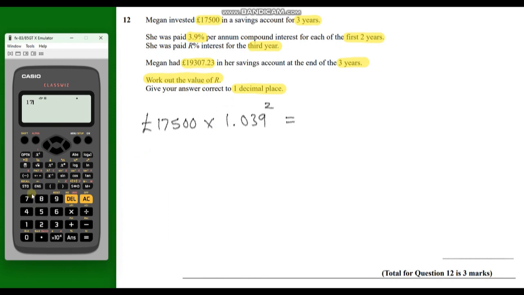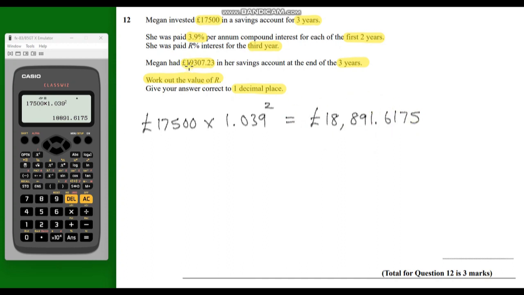So 17,500 multiplied by 1.039 squared. And if we press equals, so that gives us £18,891. Now I'm just going to write down, even though this doesn't make sense, I'm just going to write down everything just so I don't lose any accuracy. I will round at the end, but let's just leave it like this for now. So that's how much she's got after 2 years.